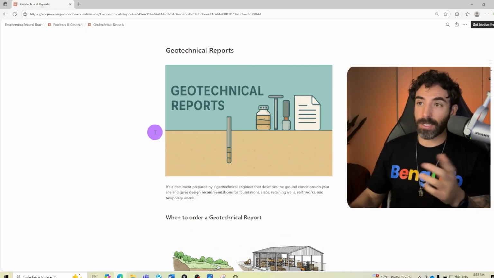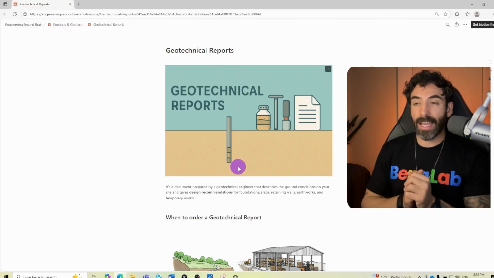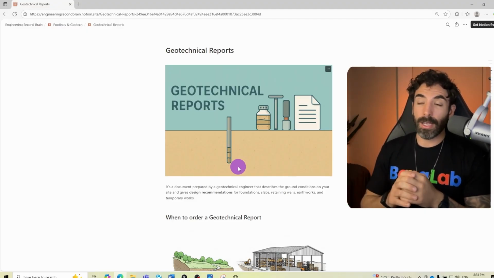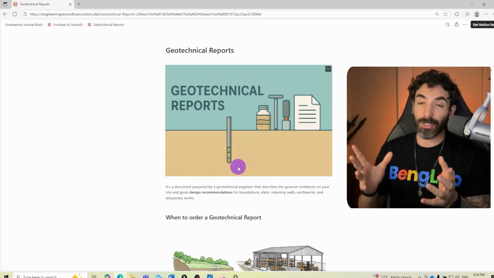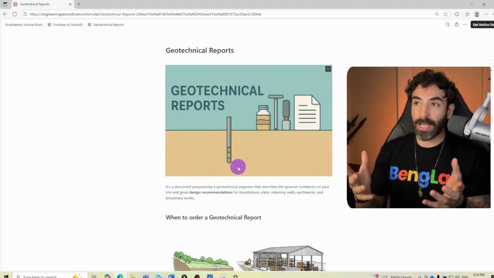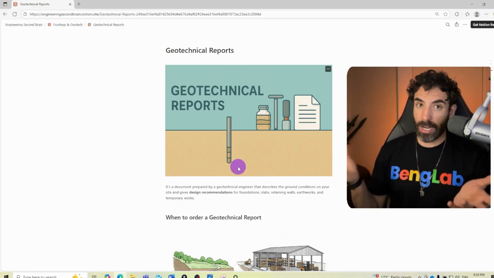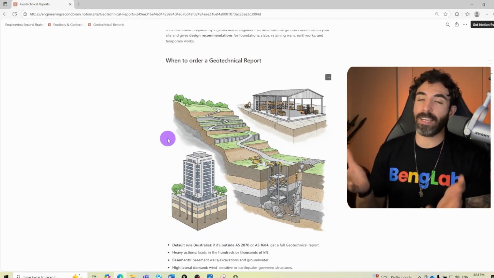In simple terms, it's a document prepared by a geotechnical engineer that describes the ground conditions, and it also gives you design recommendations for foundations, slabs, footings, retaining walls, basement walls. So the geotech is going to give you all the parameters that you as a structural engineer require to design a certain structure. Now, when do you have to order a geotechnical report?